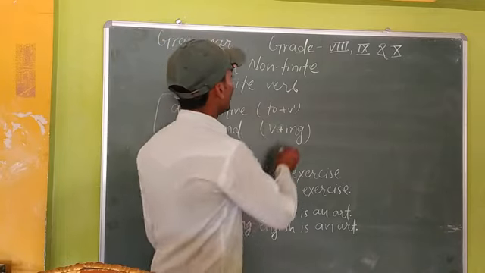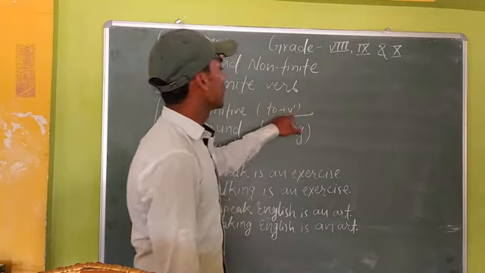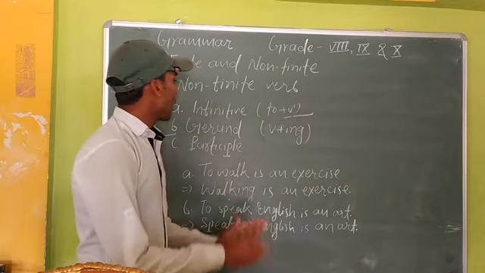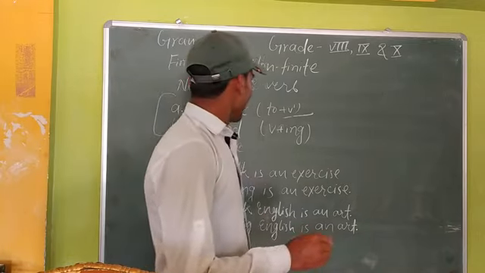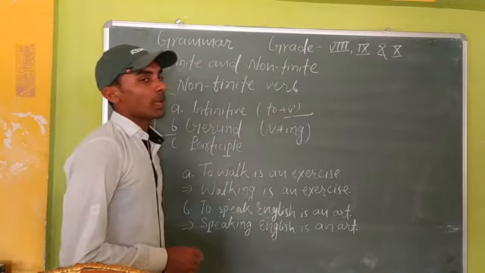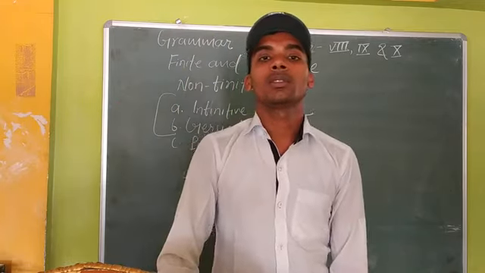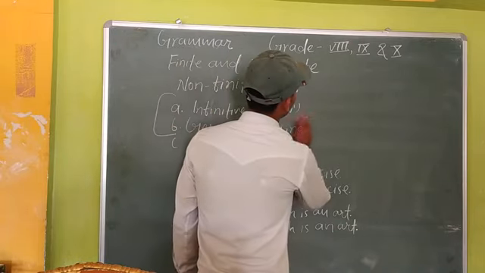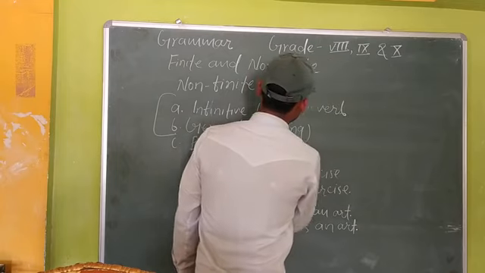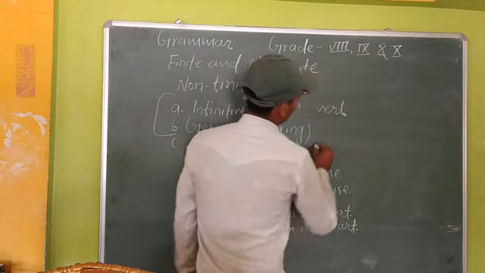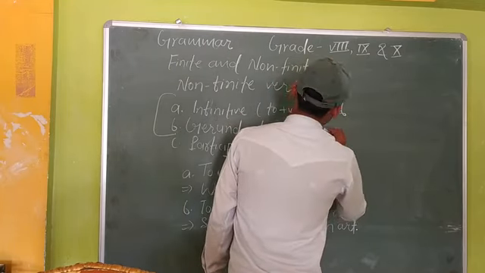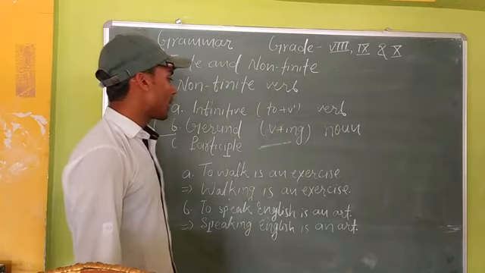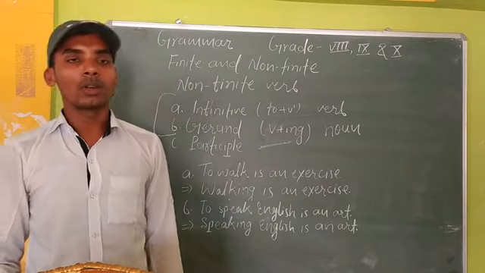If the verb consists of to plus V1, that will function there as infinitive. If it goes like verb plus ing, then it will function as gerund. You have to understand that infinitive always takes the part of the verb, but gerund doesn't do the same. It functions as a noun. Here below you are getting the examples, and on the basis of your examples you will understand.